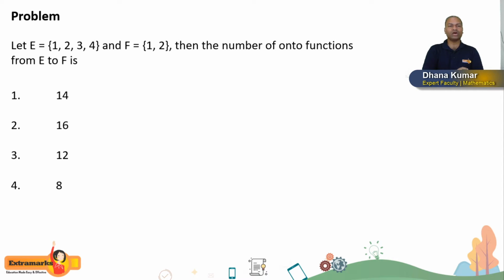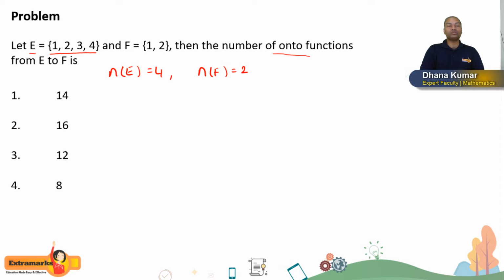Okay. Now let us come to the next topic, onto functions. One more problem. Let E be equal to 1, 2, 3, 4. How many elements are there in the E set? 4 elements are there. See here, n of E is equal to 4 elements. n of F is equal to 2 elements. Okay. Now the number of onto functions from E to F.